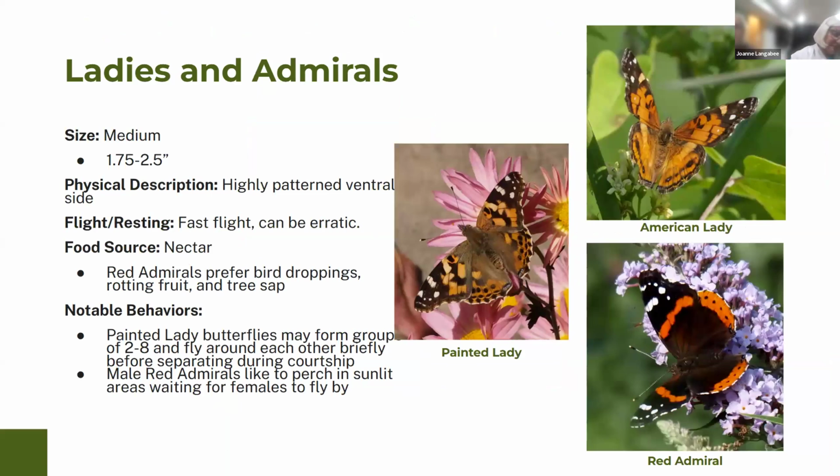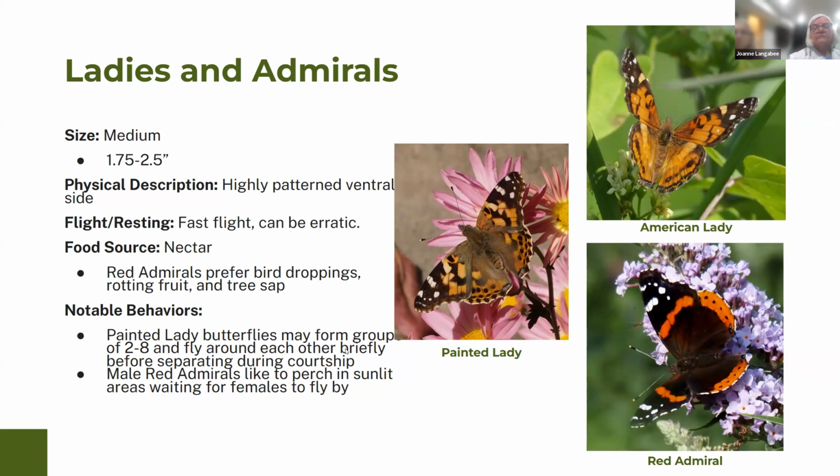Ladies and admirals. Painted lady is a butterfly that on some years is very, very common, and other years is not as common, but we always see them. And the American lady looks a lot like it, and we'll talk about how to differentiate. And then of course the red admiral. They're medium-sized butterflies.